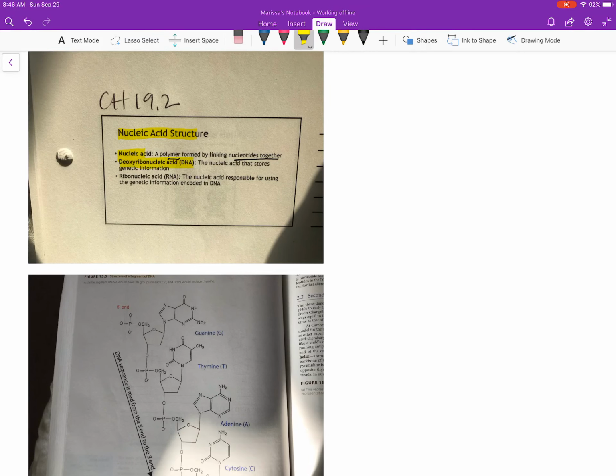The 2 that we're going to talk about are deoxyribonucleic acid, which is DNA. This is where your genetic information is stored, and then ribonucleic acid, RNA, which is the nucleic acid responsible for using the genetic information encoded in DNA.